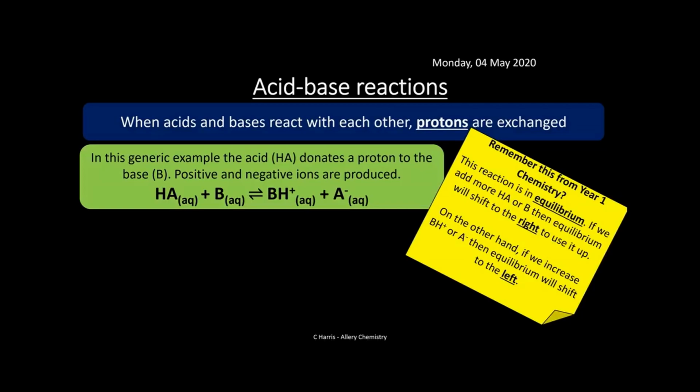The reaction's always in equilibrium, so it's a reversible reaction. If we add more HA to this, and I've done a previous video on this to do with equilibrium, called how far, so have a look at that. But this is to do with Le Chatelier's principle. If we add more HA or B, then equilibrium will shift to the right to use it up, so we'll produce more of this. If we increase the amount of BH plus or A minus, equilibrium will shift to the left. So you need to be aware of that in terms of Le Chatelier's principle.